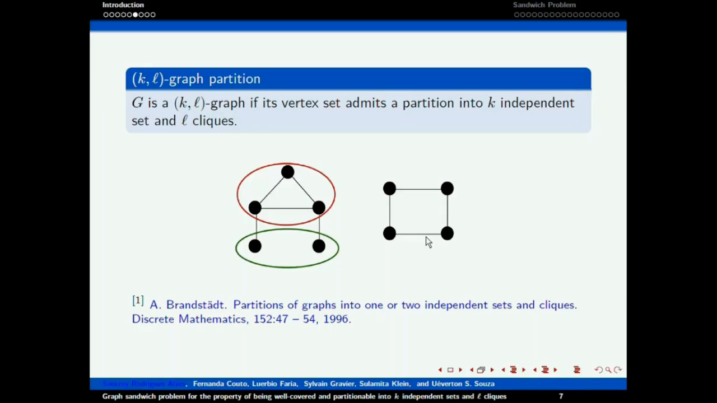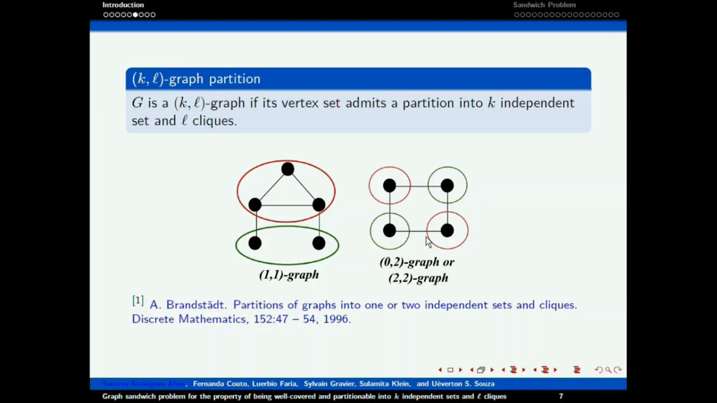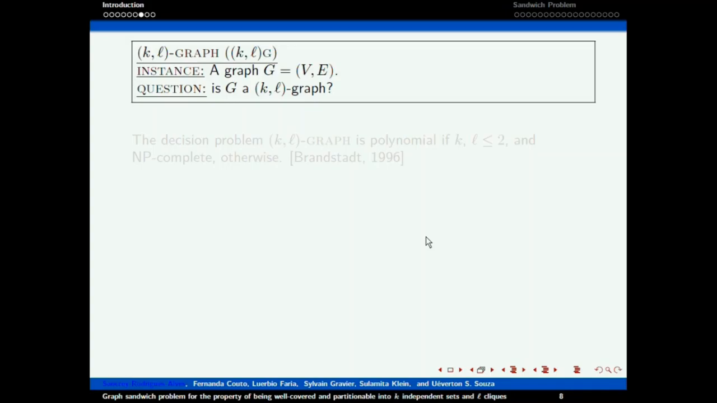An important observation is that the partition is not unique. The second graph also admits a partition into two independent sets and two cliques. So, we say that the first graph is a one-one graph, while the second graph is a zero-two graph or a two-two graph. Posed as a decision problem, KL graph, KLG, consists of an instance, a graph G, and the question is if G is a KL graph or not.